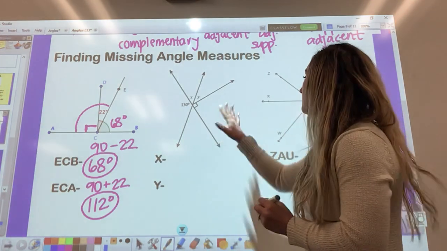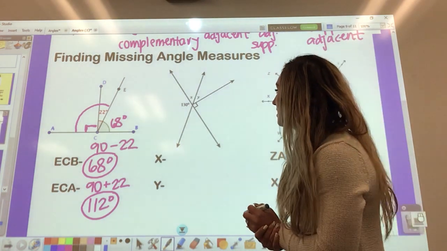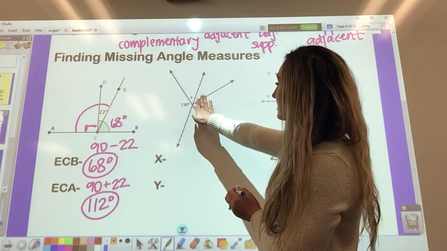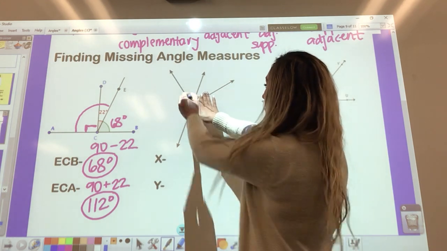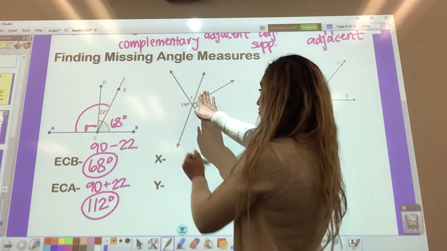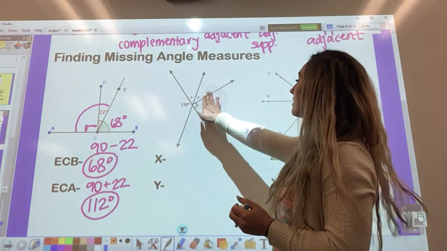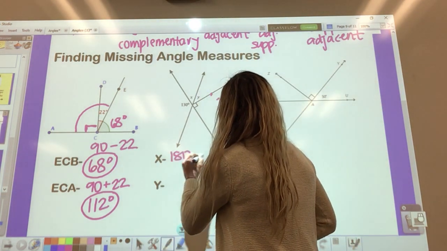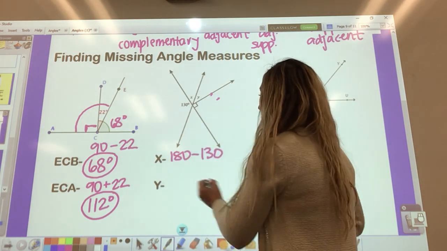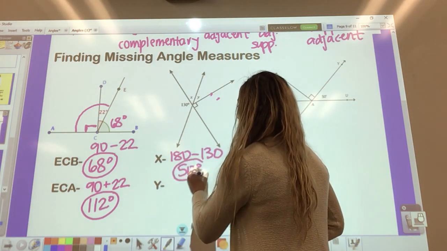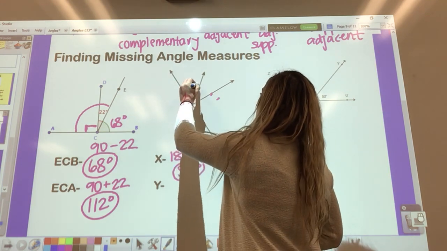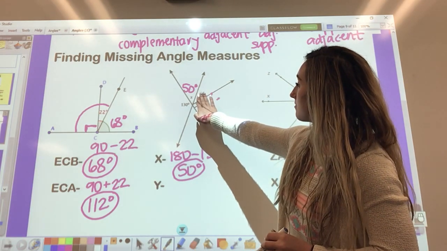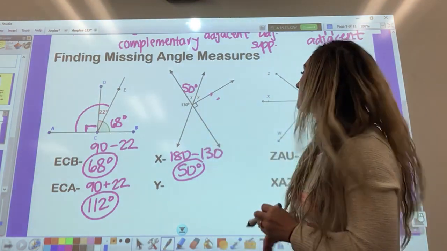All right. Going over to this one, angle X is one of the angles we want to try and find. And if you kind of block out all this extra stuff, you can see that 130 degrees and X make a straight line, making them supplementary. So to find X, I could take 180 minus 130, which is 50 degrees. So angle X is 50 degrees again because it forms a straight line with 130.